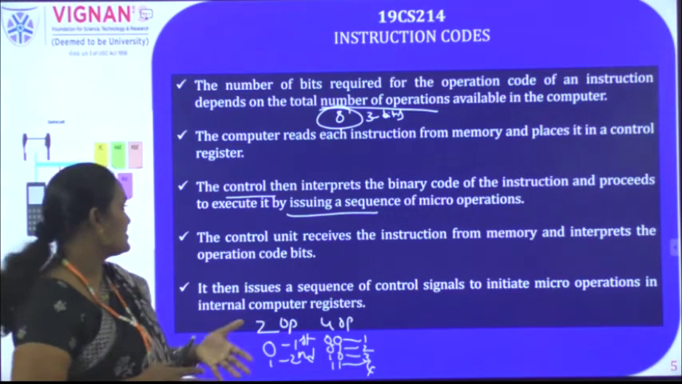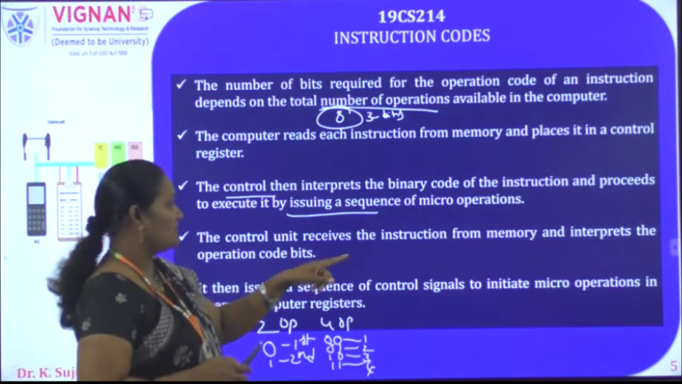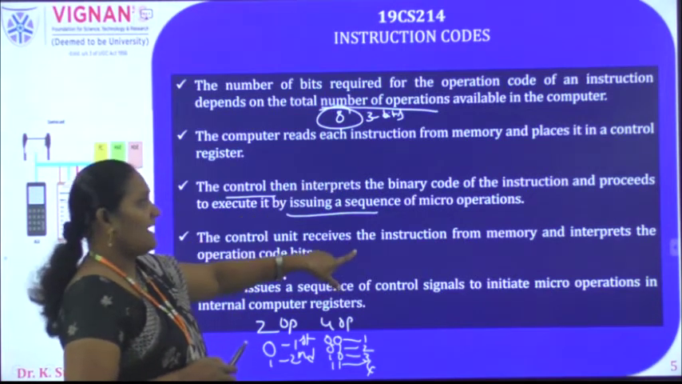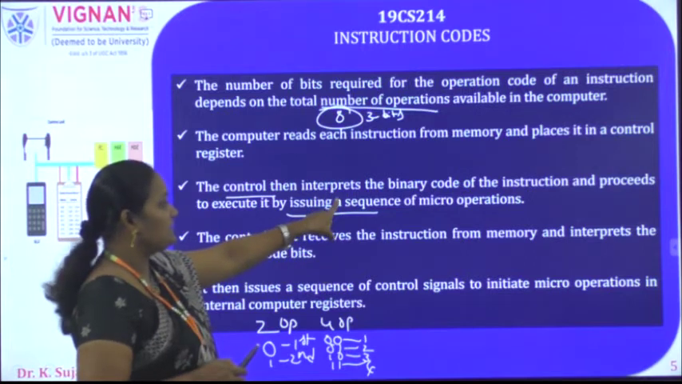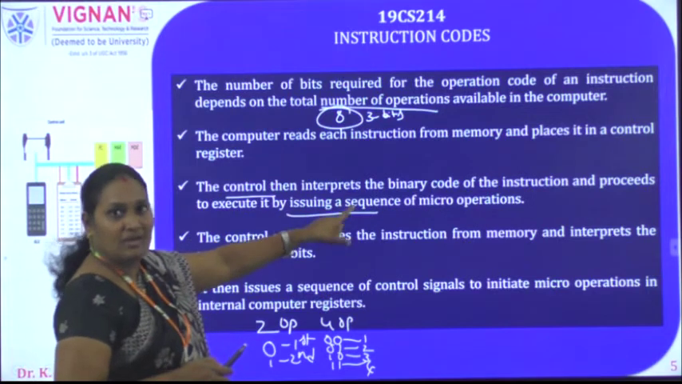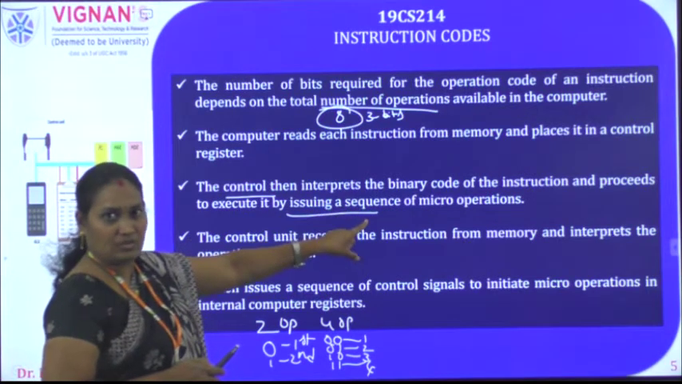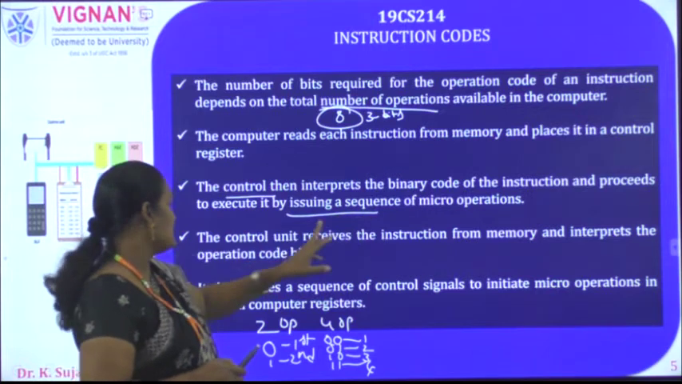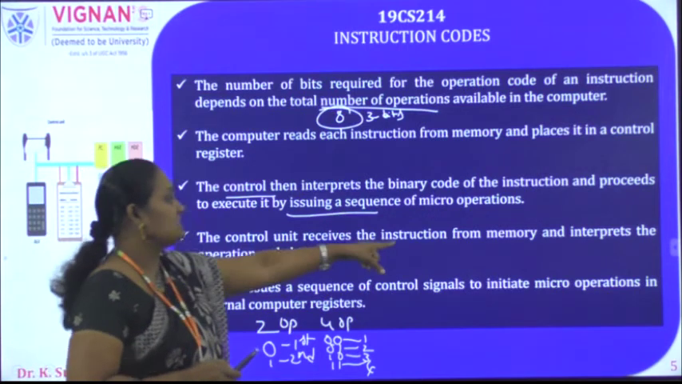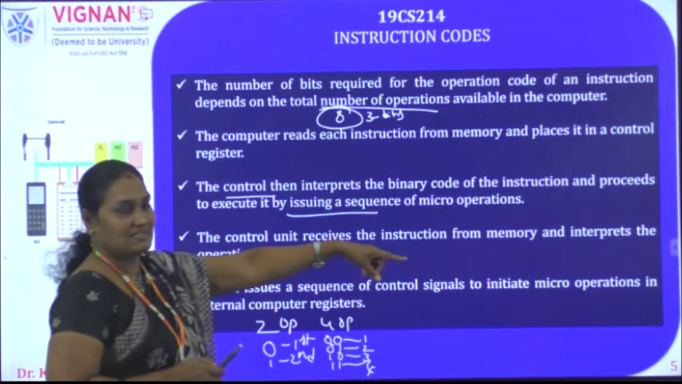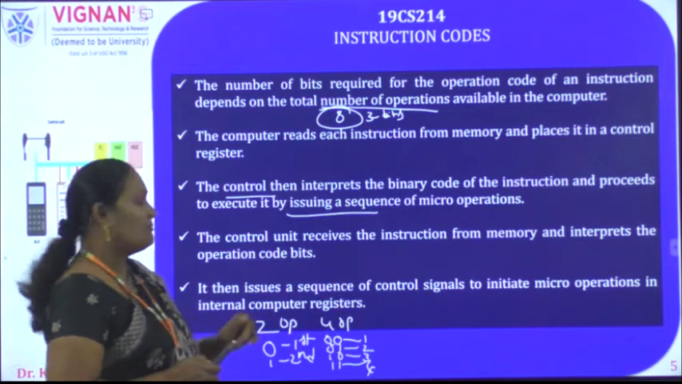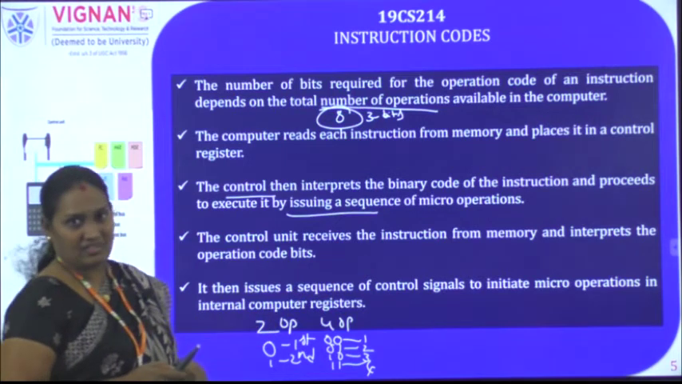Now, the control unit receives the instruction from memory and interprets the operation code bits. I already said that. So, from memory, it accesses the instruction and interprets, that is, decodes the binary code. After decoding only, it knows what operation we represented in the instruction code. Based on that operation, it issues a sequence of micro operations. The sequence is: first it takes from memory, then it decodes, and after that it issues a sequence of control signals to initiate the micro operations in the internal registers.